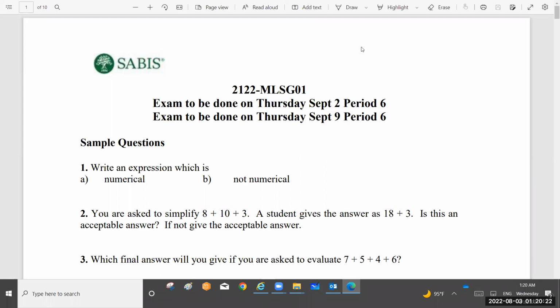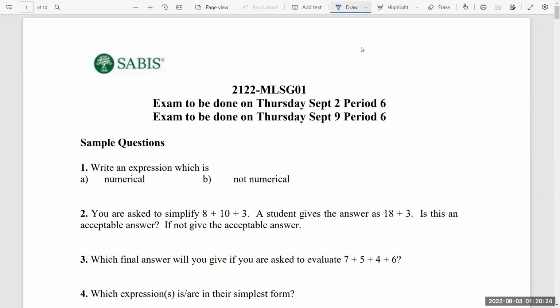Okay? Question number 1. Write an expression which is numerical and not numerical. Numerical expression like 3 plus 5. Any operation like 7 squared minus 2 like this. Not numerical, any expression including any letter like x plus y, this not numerical. 7y, 3x minus 2, this all non-numerical expression.